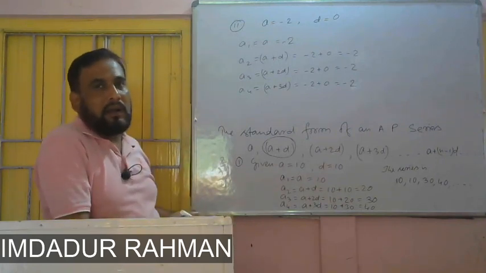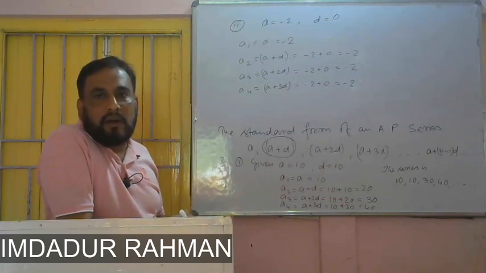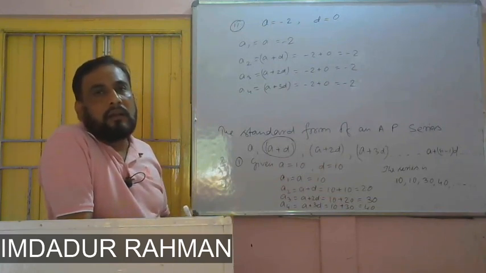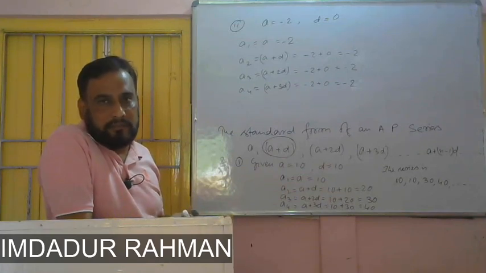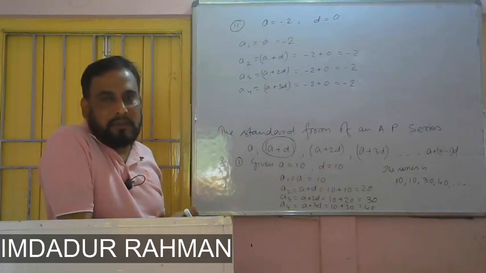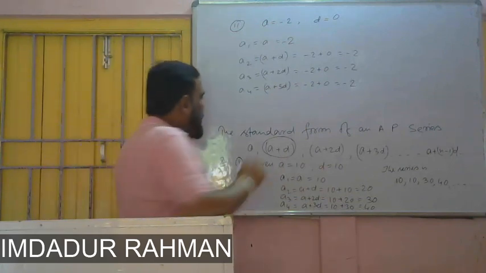So here one short question came: if the common difference is 0, then in an AP series all the terms are equal, or all the terms are the same, the face value of all the terms is equal. Okay, now number 4.